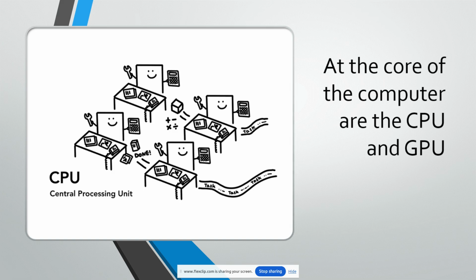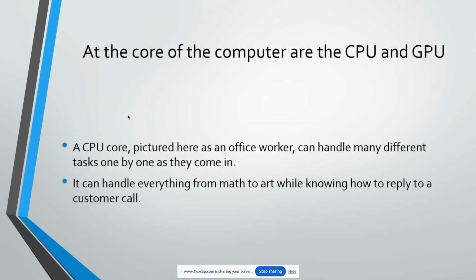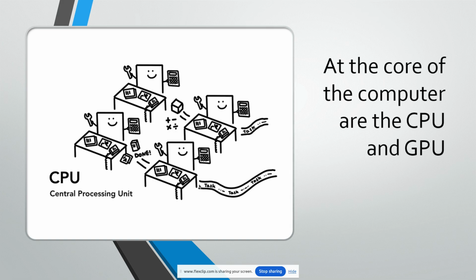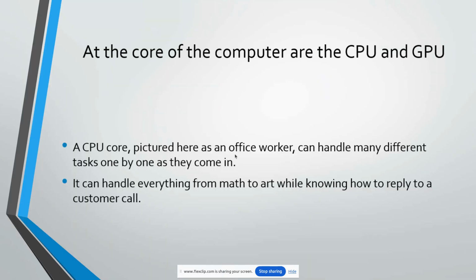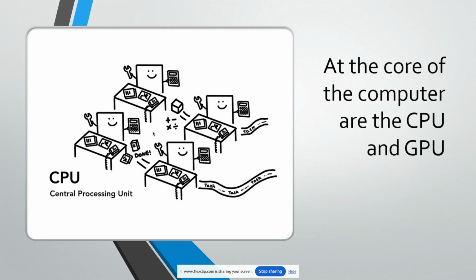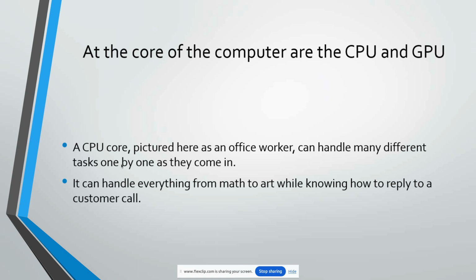So what is the CPU? We already know what the CPU means. It's, of course, the brain of your computer. In the CPU there are CPU cores. In the picture here, a core is like an office worker. If there's a task, the CPU core handles it, and it can handle many different tasks. The more CPU cores there are, the more different tasks can be handled.